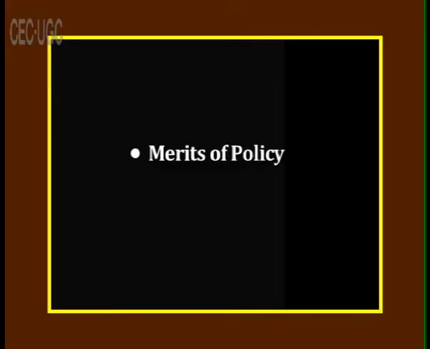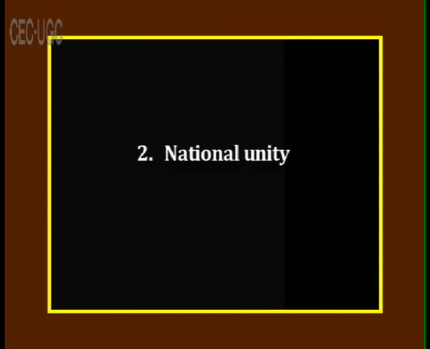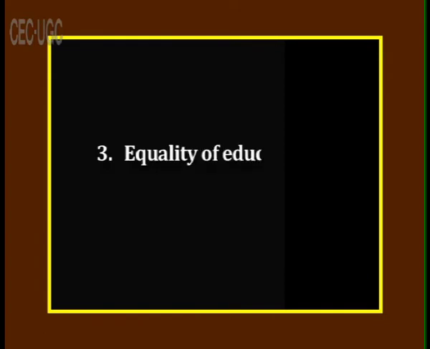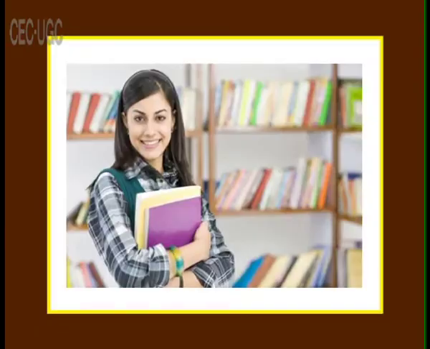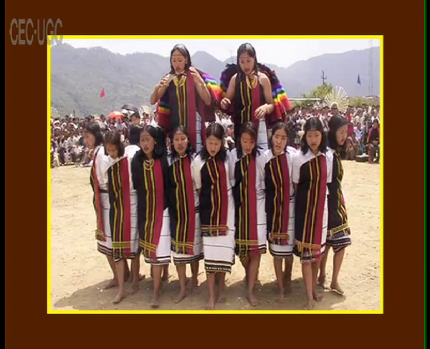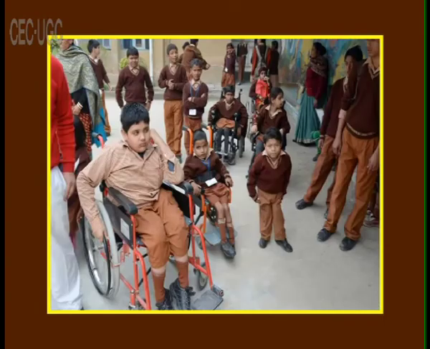Now we will discuss the merits of the policy. First, holistic man. The policy thinks in terms of holistic man with commitment to higher values of life. Second merit, national unity. The policy intends to build a link between development and national unity through education. Third, equality of educational opportunities. The policy emphasizes equality of educational opportunity for women, scheduled castes and scheduled tribes, minorities and handicapped persons.